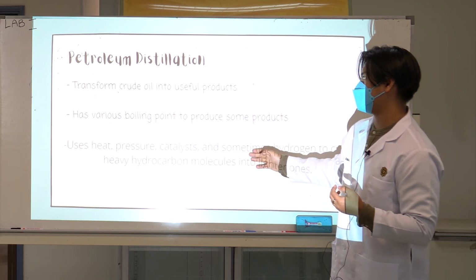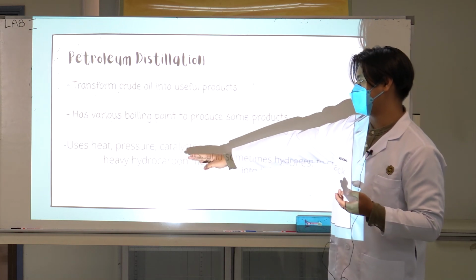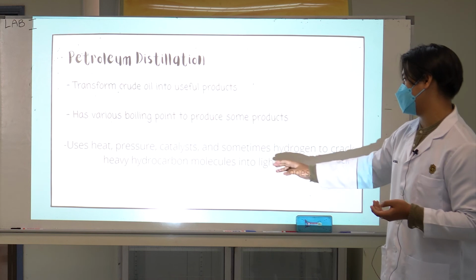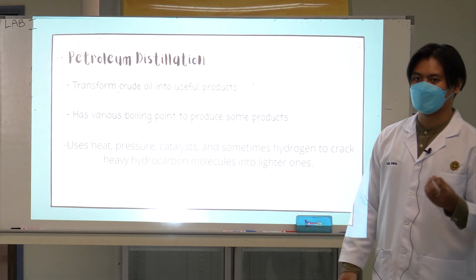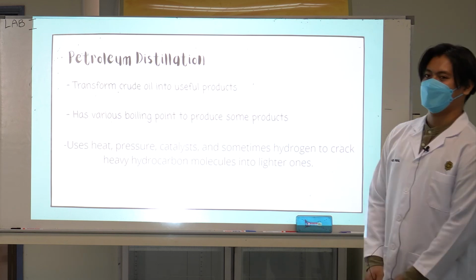So in this petroleum distillation, it uses heat, pressure, catalyst, and sometimes hydrogen to crack heavy hydrocarbon molecules into lighter ones. Okay.